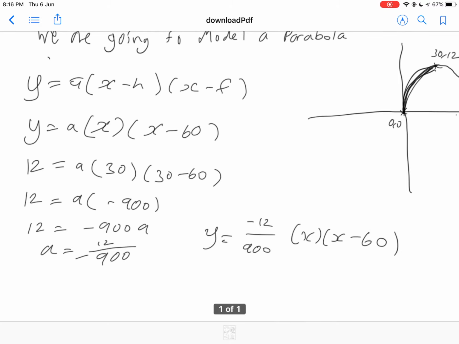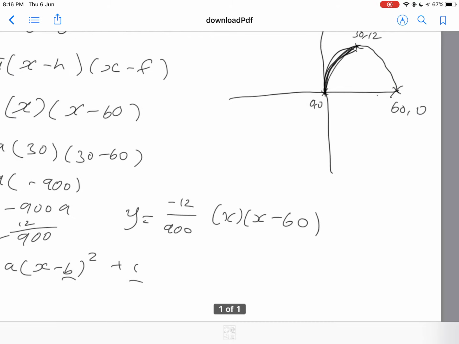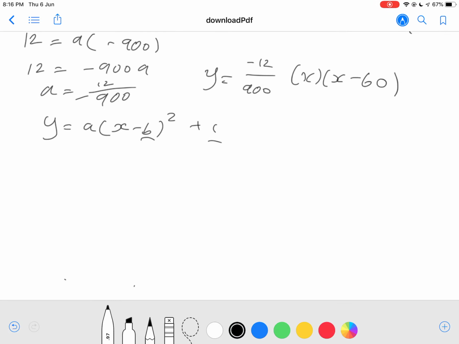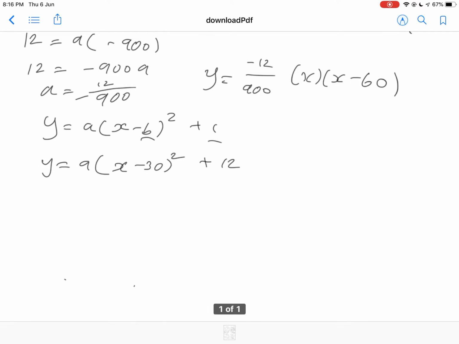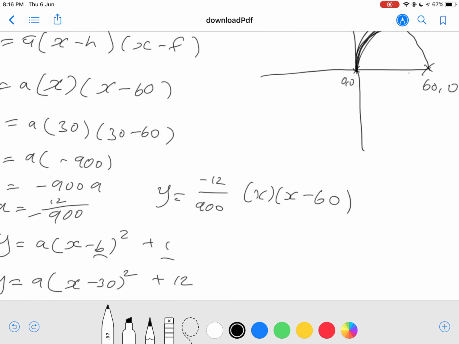For this question you could also use the vertex equation. I'm going to show you that as well. That's y equals a (x minus b) whole squared plus c. b and c are the coordinates of our vertex. Our vertex would be 30, 12 here. So we're just going to plug it in: y equals a (x minus 30) whole squared plus 12. Then we're going to substitute one more point, 0, 0.